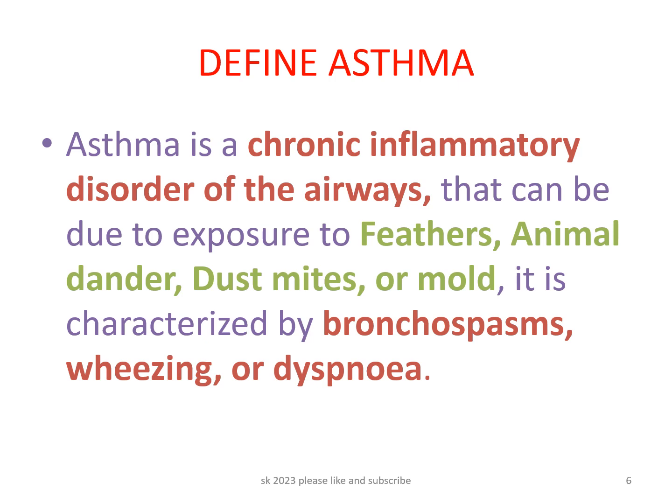Definition of asthma. Define asthma. Asthma is a chronic inflammatory disorder of the airways that can be due to exposure to feathers, animal dander, dust mites, or mold. It is characterized by bronchospasms, wheezing, or dyspnea. You've seen how easy it is, if you know what to put in your definition, for you to get your 5%. So there, chronic inflammatory disorder of the airway. This is the type of condition. That is what it is. It affects the airway, and it is a chronic disorder.